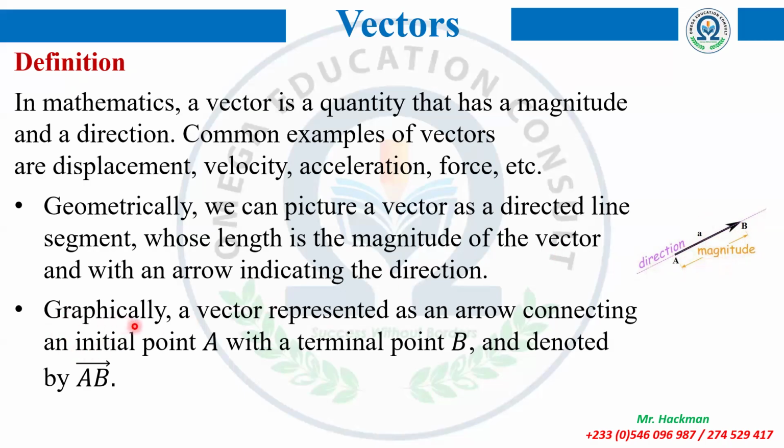Then graphically, a vector represents an arrow connecting an initial point A with a terminal point B and is denoted by AB. So you have your two points, then you indicate a line on top, but not just any line, a directed line. There is the arrow that is giving it a direction. Without the arrow, it becomes only a line, but not directed.